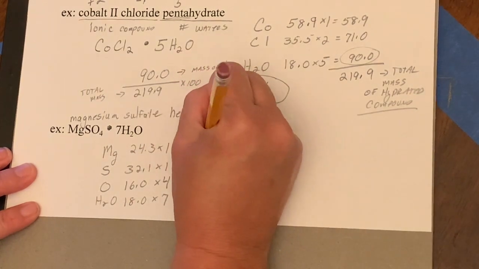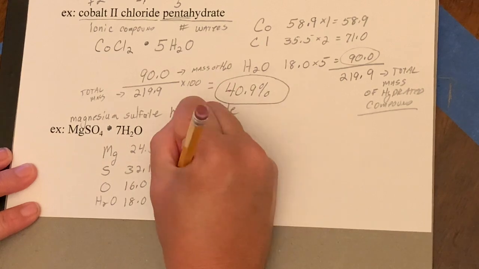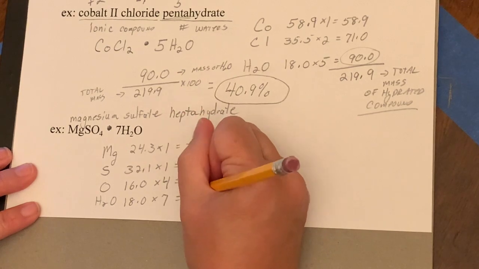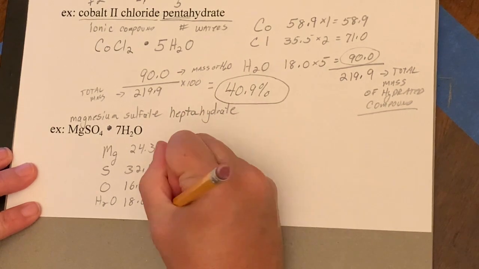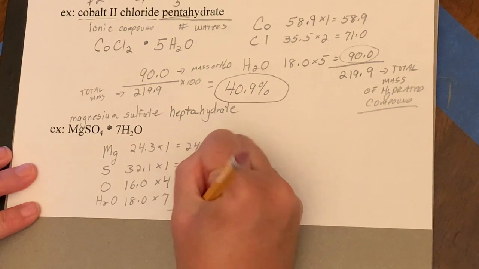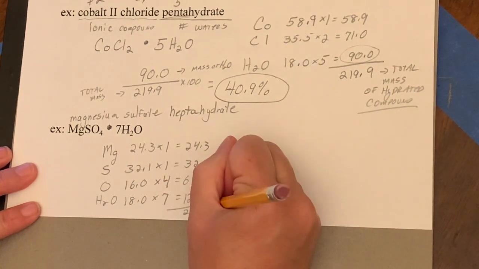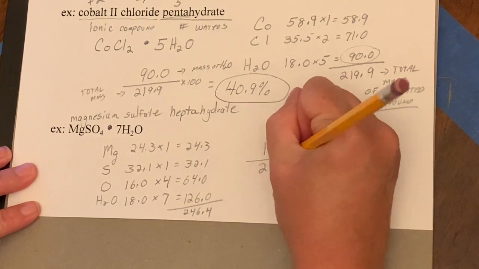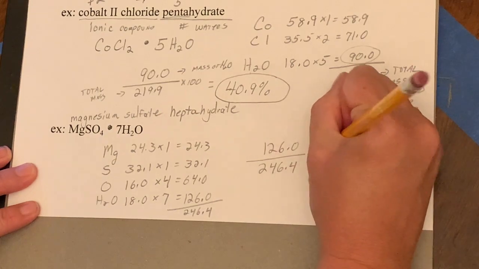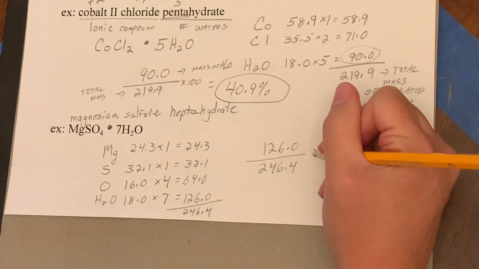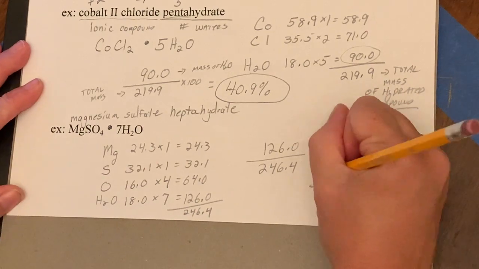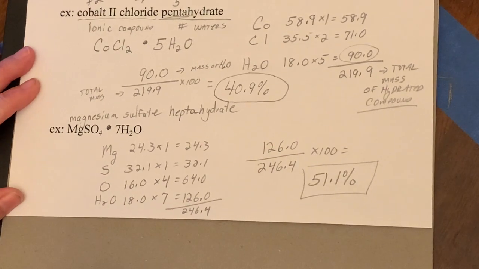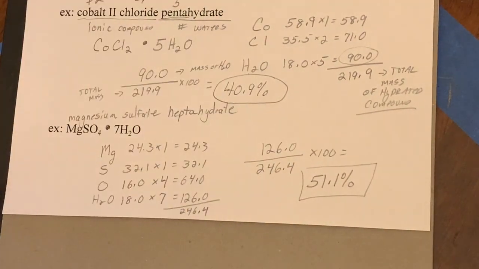So this gives me 24.3, 32.1, 64.0, and finally 18 times 7 is 126.0. Add all of those up, and I find that it's 246.4. All right, that's my total mass. I'm then going to take just my waters, 126.0, divided by 246.4, multiply that by 100 because it's a percent, and you'll find magnesium sulfate heptahydrate is actually predominantly water. It's about 51.1% water.